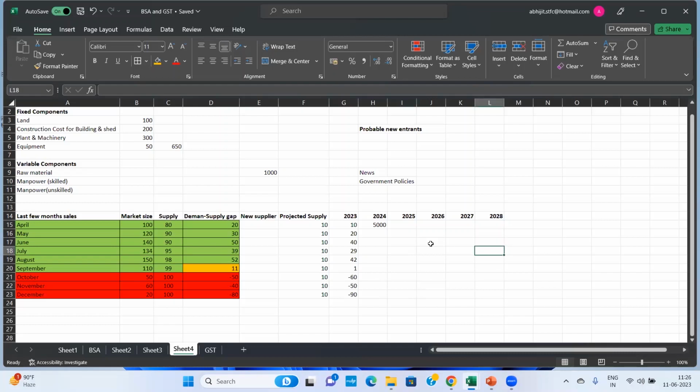Price will change, definitely. If there are a lot of suppliers, price is bound to drop. So do you think anybody will purchase at this point, this red zone? Your supply is more than your demand. Correct.